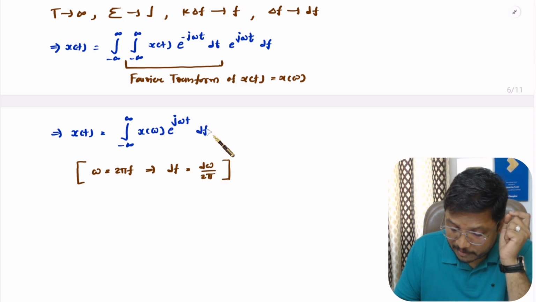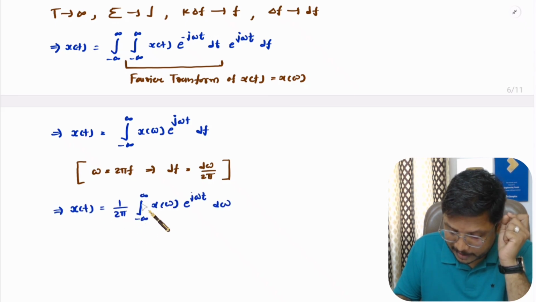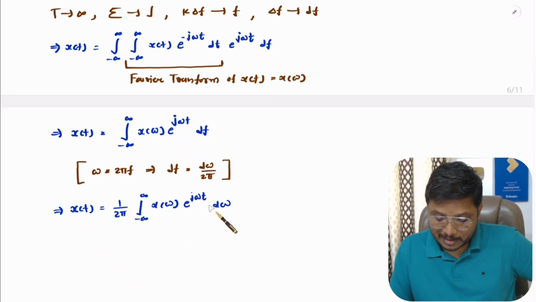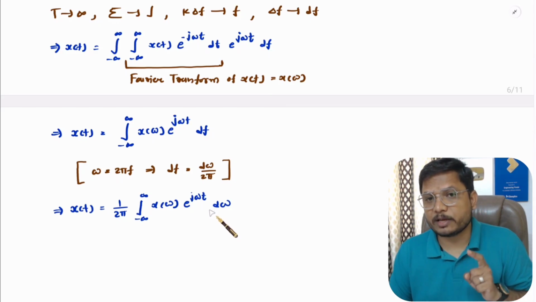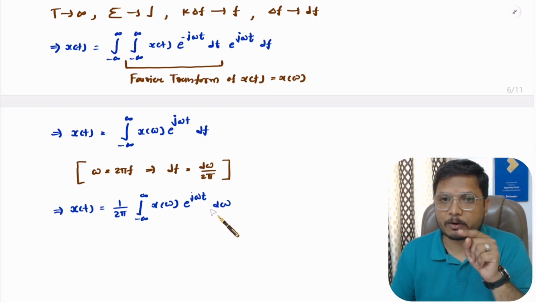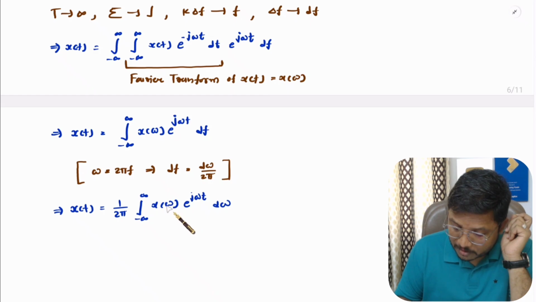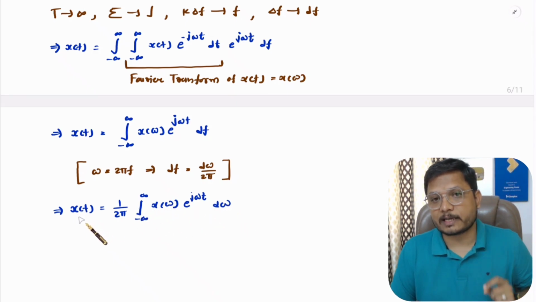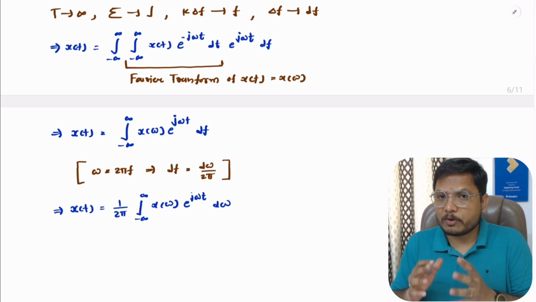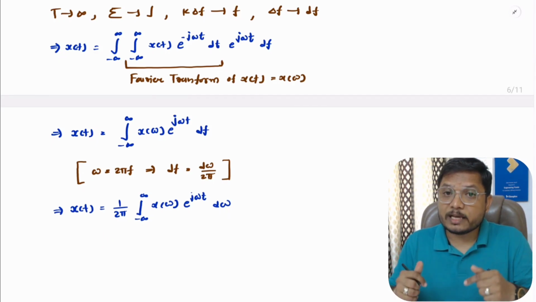So if I replace this df by d omega by 2 pi, then this x of t will now be 1 by 2 pi, integration having limit from minus infinity to plus infinity, X of omega e to the power j omega t d omega. And this equation is the equation of the inverse Fourier transform. One should know inverse Fourier transform is used to identify the signal in time domain from the frequency domain. So here we have the signal in frequency domain. By having this integration, we can identify the signal in time domain using inverse Fourier transform. So that is how one can derive the equation of inverse Fourier transform using Fourier series.